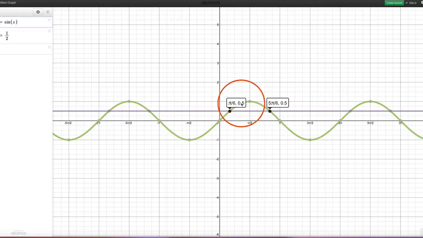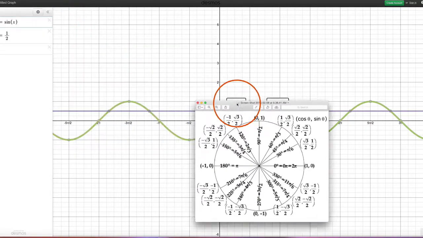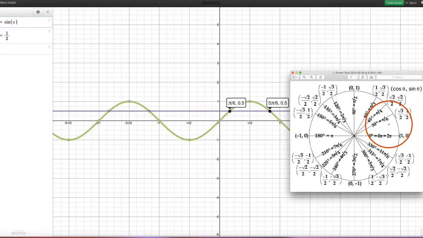We can see that the output would be a half at these two input values, pi over 6 and 5 pi over 6. And of course, that certainly makes sense. The sine of pi over 6 is a half, and the sine of 5 pi over 6 is also a half. This can also be verified by looking at your unit circle. On the interval from 0 to 2 pi, what are two values where our sine value is equal to a half? A pi over 6 rotation gives us a y value, or sine value, of a half, and a 5 pi over 6 rotation also gets us a sine value of a half.